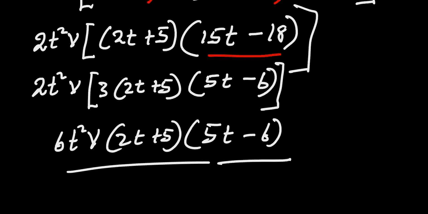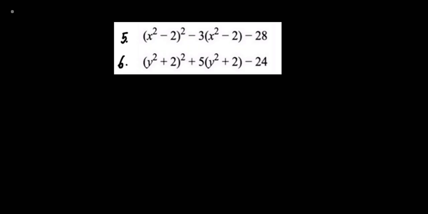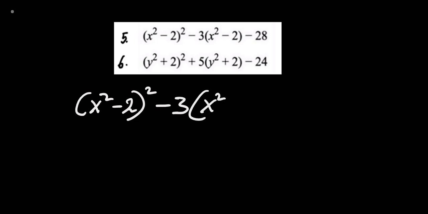All right, let's go on to the next question. Number 5. We have x squared negative 2, squared negative 3, x squared negative 2 negative 28.